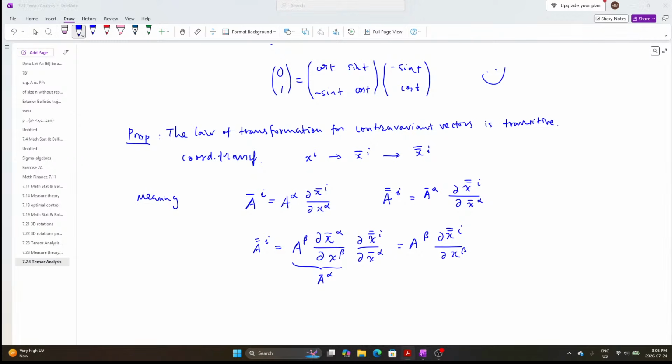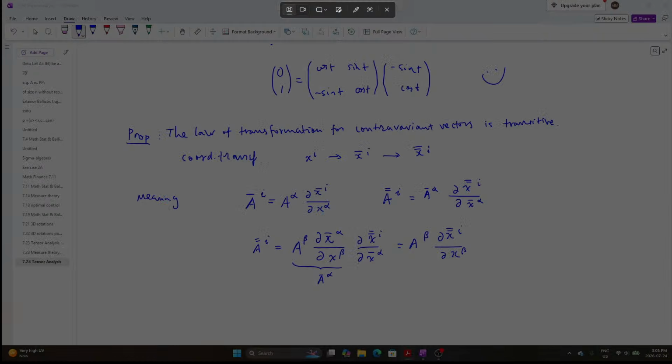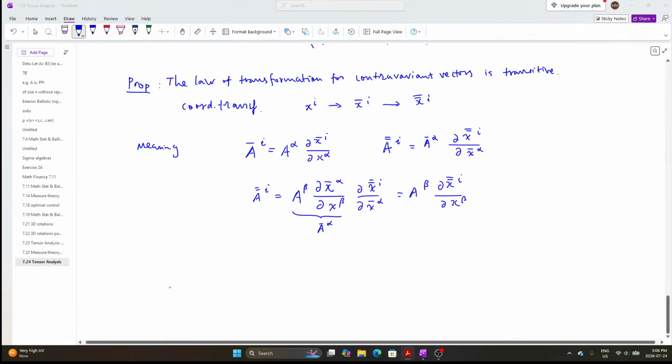Anyway, let's come to the next component. Here it says, let me just put this on the screen, because there's some heavy writing here.